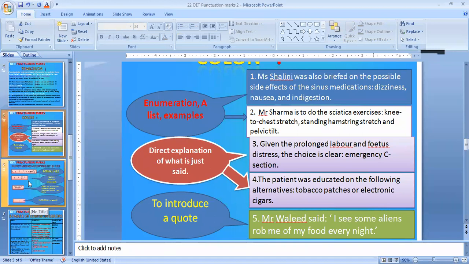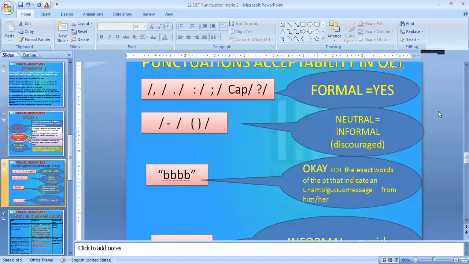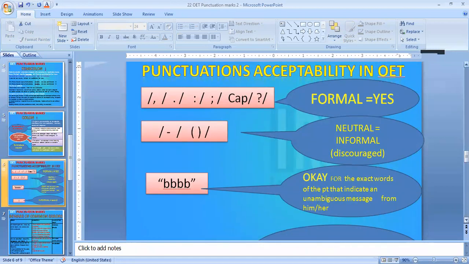Now this is the one, punctuation acceptability in OET. There are so many punctuation marks. Are all these needed in OET? Okay, let's take the first one. What do you see there? Comma, full stop, colon, semicolon, capital letter, question mark. What does it say? All these are formal, and so yes. Yes means acceptable. These punctuations are accepted in OET.